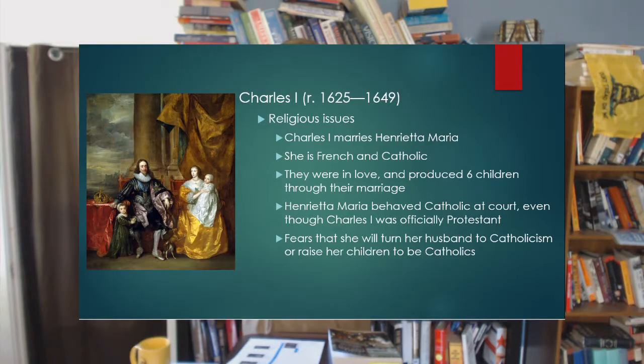Other religious issues: Charles I marries a Catholic, Henrietta Maria of France. So she's French and Catholic. They're in love. They produce 6 children in their marriage. That's a lot of future heirs. What if they turn out to be Catholic? Englishmen don't want to be ruled by Catholics, most of them.